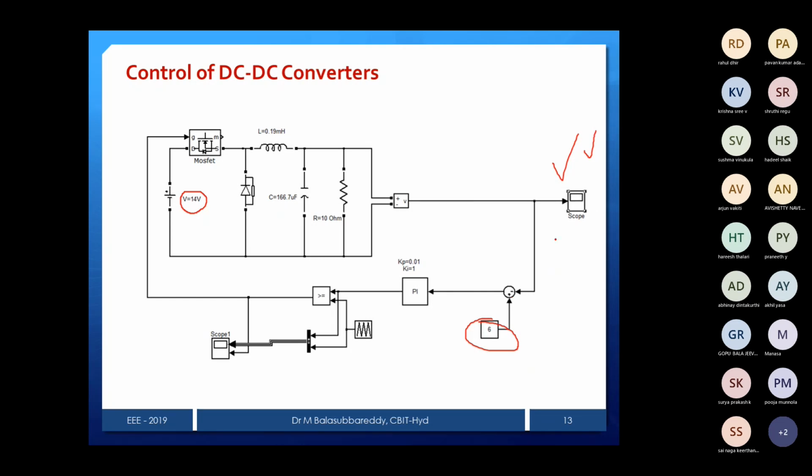If I keep 10, it will get 10 like that. So whatever change is made here, automatically it will be reflected on the output side. Now, the comparator: there is a sawtooth generator, and one of the comparator inputs is the PI output, the error amplifier output, and the other is the sawtooth signal. These two will compare, and based on that it will generate the firing pulse.